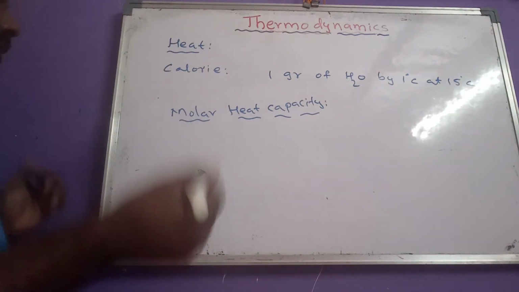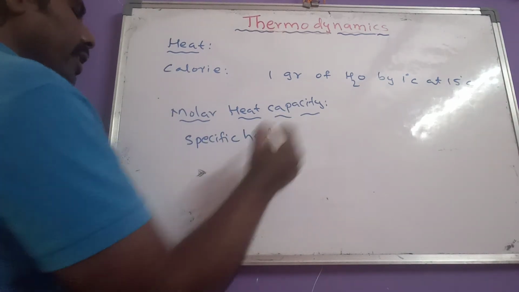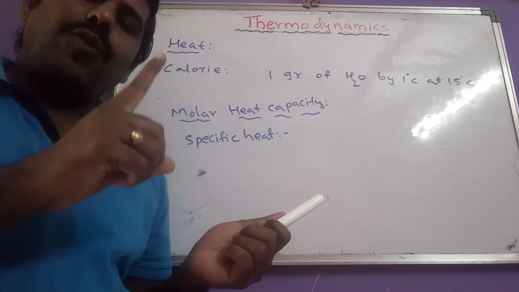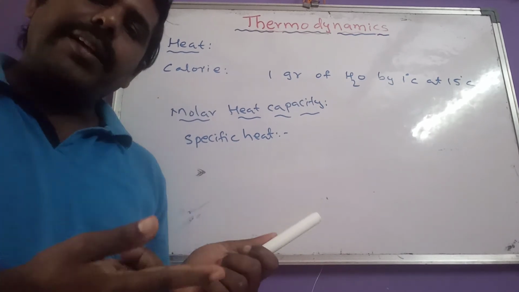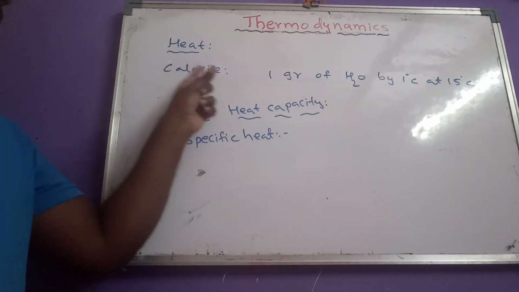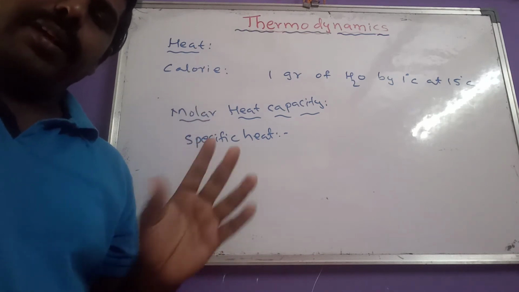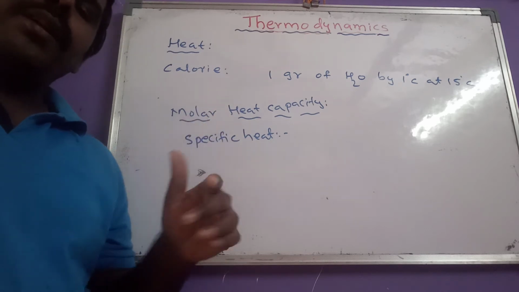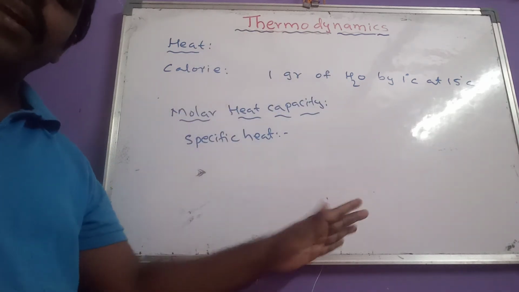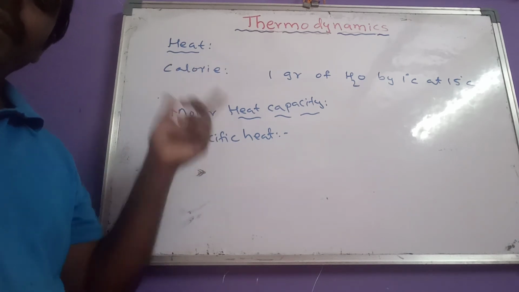Now another one: specific heat. What is the specific heat definition? The amount of heat energy required to raise the temperature of 1 gram of substance by 1 degree centigrade is known as specific heat. So let us get clarity. Calorie means the amount of heat required to raise the temperature of 1 gram of water, especially 1 gram of water, by 1 degree centigrade. That 1 degree centigrade is common in all cases. But here the speciality is 1 gram of water, which is related to calorie.